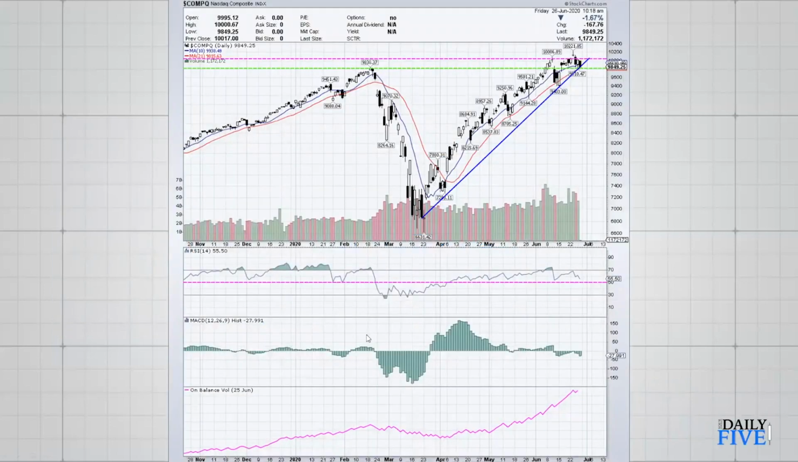So let's get going. I'm going to start with the Nasdaq Composite Index today. Let's start at the top of the chart. You see a dashed pink line. That's the current resistance area. The green line below it is where the February 2020 highs were before the decline.